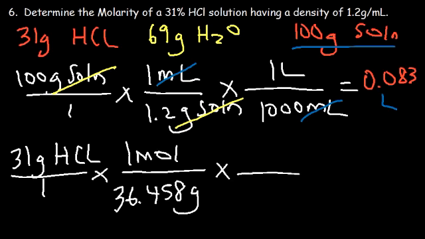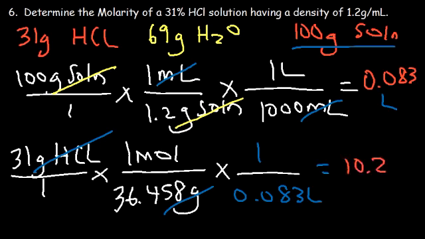So now that we have the moles of the solute, we can divide by the liters of solution, which is 0.083 liters. So 31 divided by 36.458, that's 0.85. Take that divided by 0.083, and so the molarity is pretty high. It's about 10.2. So that is the molarity of the solution. It's 10.2 moles per liter.